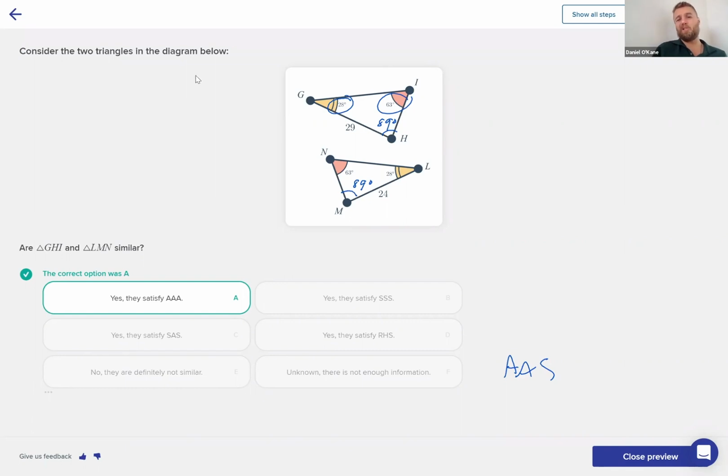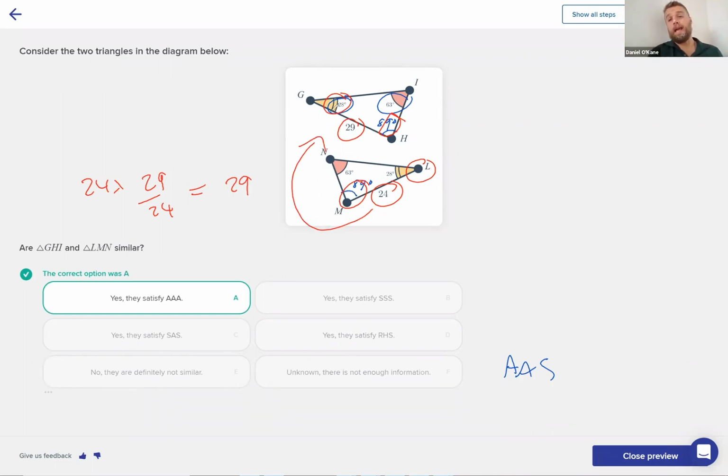24 and 29 don't look similar. You'd have to multiply 24 by, is that even the correct dimension between 89 and 28? Yes, it is. So between 89 and 28, I've got 29. And then in the second triangle between 28 and 89, I've got 24. So actually I'm multiplying 24 by 29 over 24 as a scale factor to get 29. So yes, they are similar.